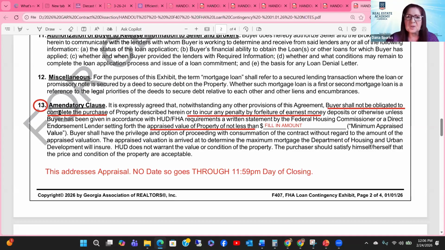Buyer shall not be obligated to complete the purchase or incur any penalty by forfeiture of earnest money if the property does not appraise for less than. Do not leave that blank. Do not write in sale price. If there's a fill in the blank that calls for a dollar sign, you need to fill in the amount.